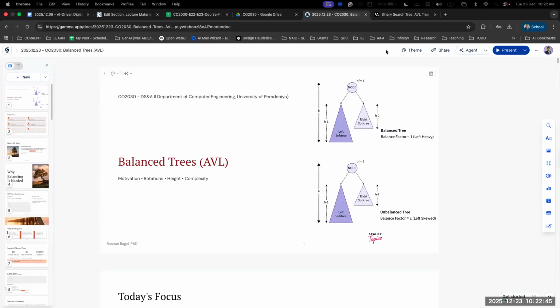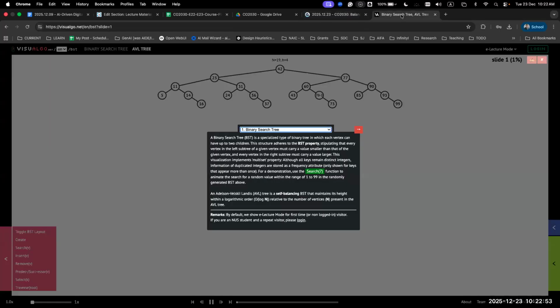Right, so let's go there. Actually, before I go there, I also wanted to remind you, in the very first class, I told you there is this website built by a university for learning data structures. Very useful website. It's called visualgo.net.